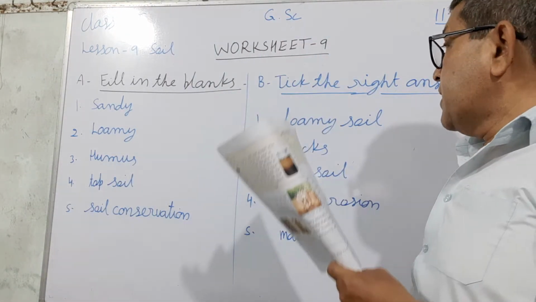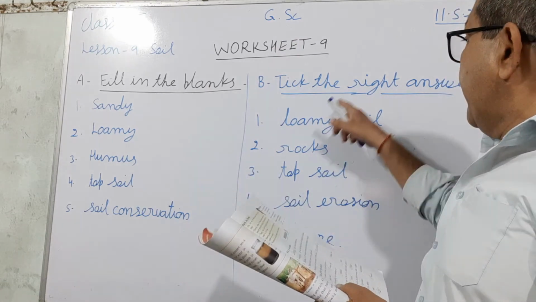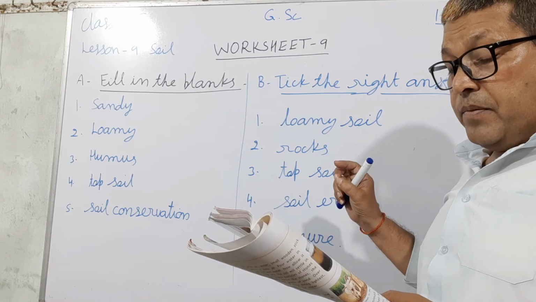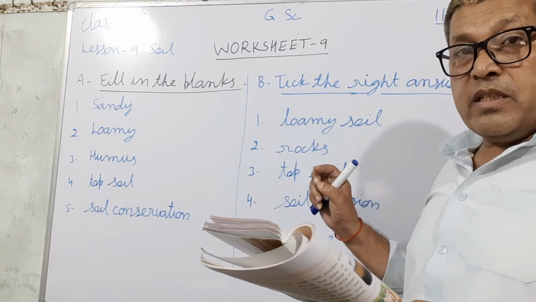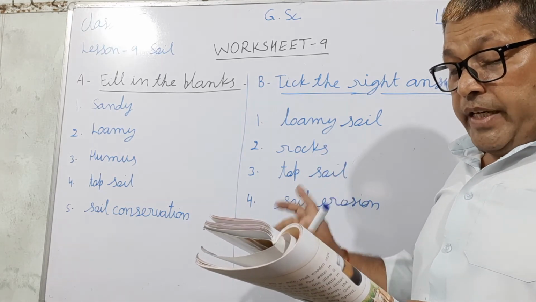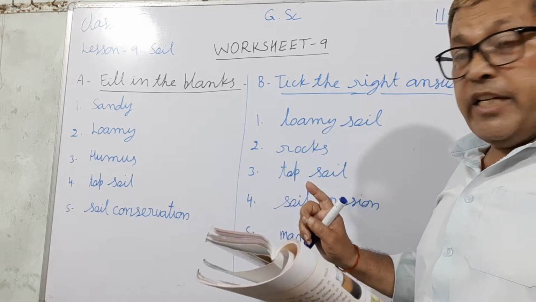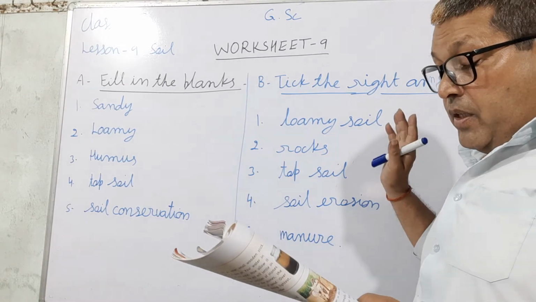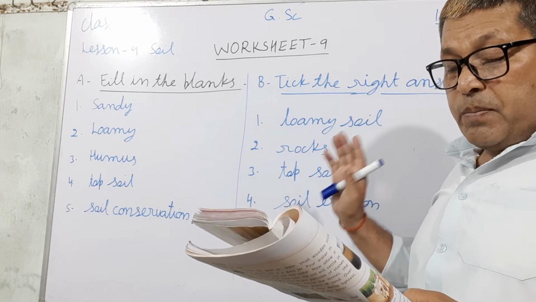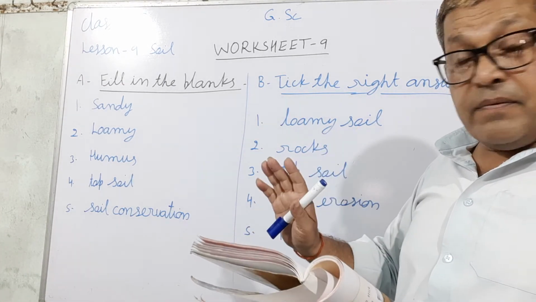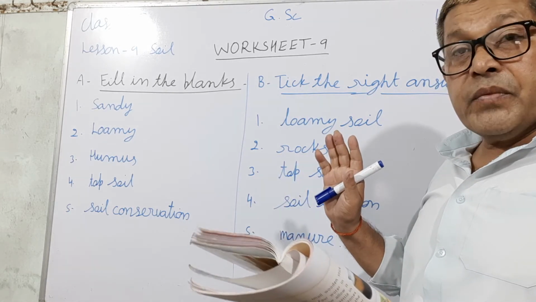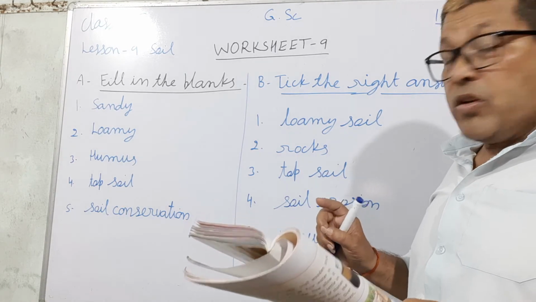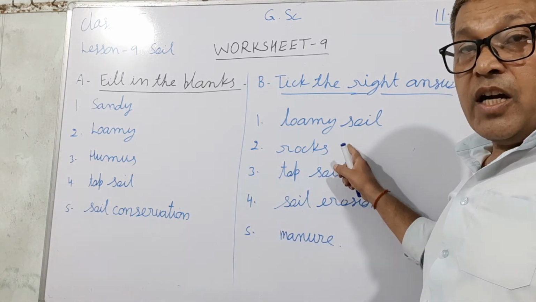So once again, first, tick the right answer. First, a mixture of sand, clay and humus. Three options are given: sandy soil, loamy soil and clay soil. So here loamy soil is the correct option. Now second, soil is formed by the breaking of. Three options are given: rocks, minerals and sand. So rocks is the correct option.